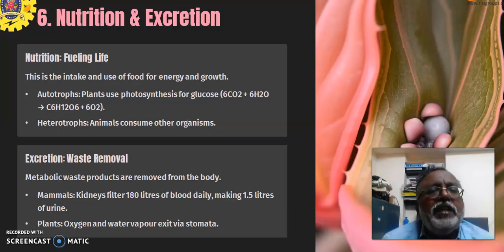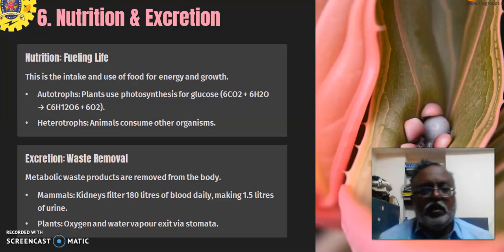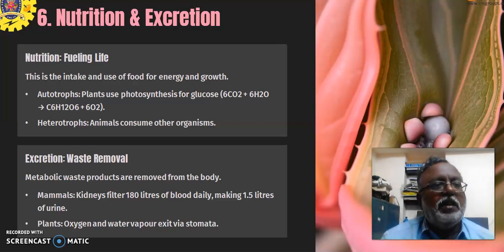Then nutrition and excretion play a major role in the characteristics of living organisms. We will discuss the next things in the next class.